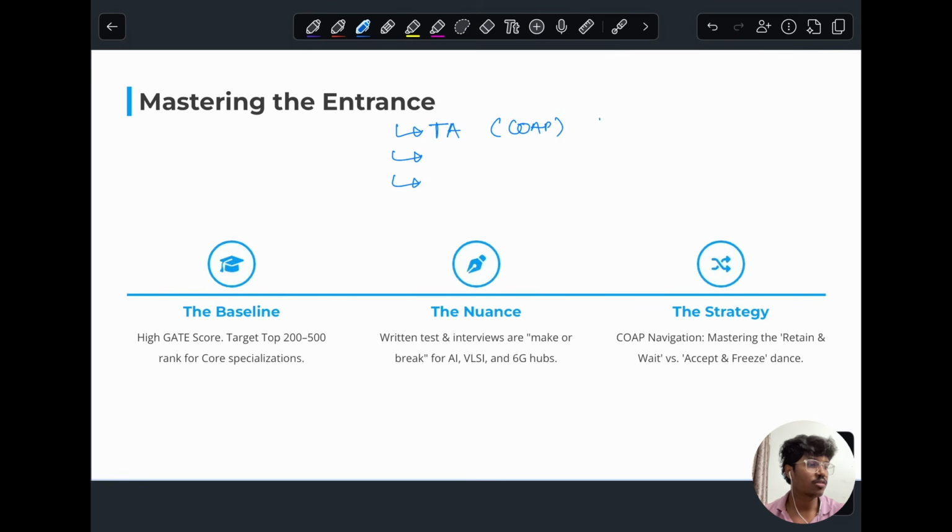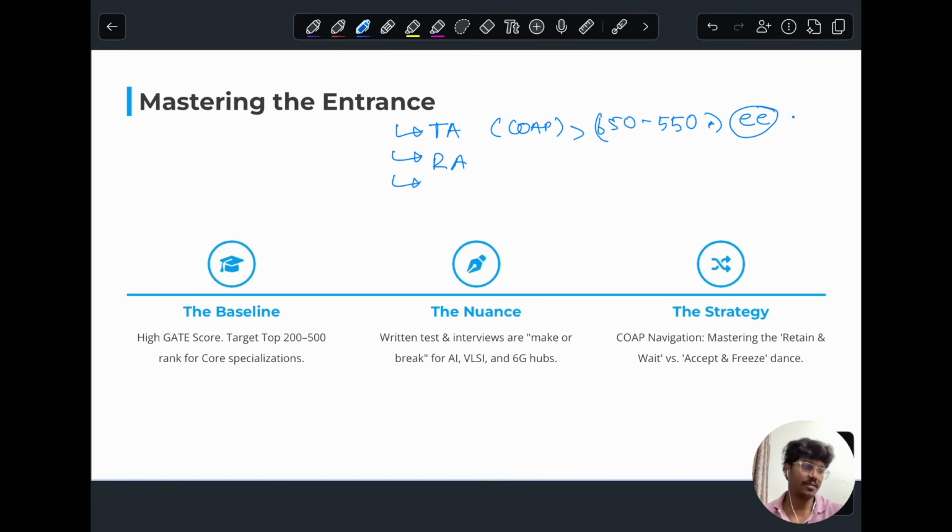Generally, people with a GATE score of 650 to 550, or even 750 and above 650, get in through COAP, where you apply and you get a TA. Most people know about this, and usually people in this range get into the EE branches.